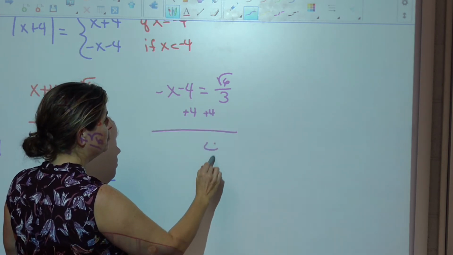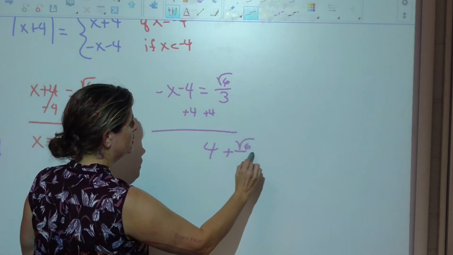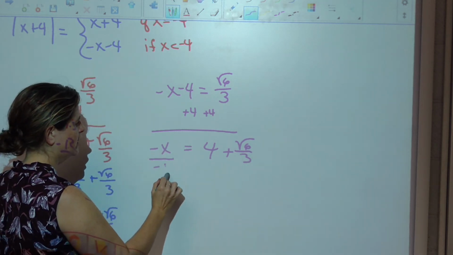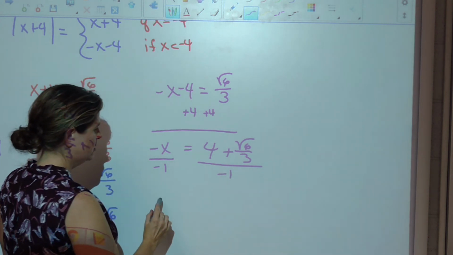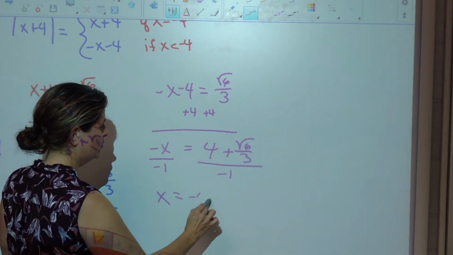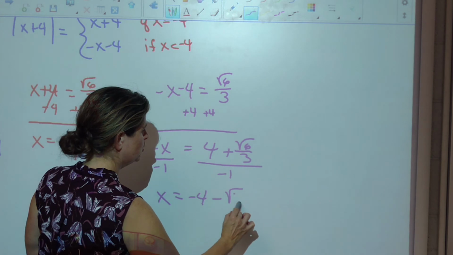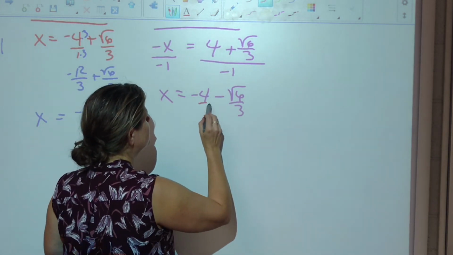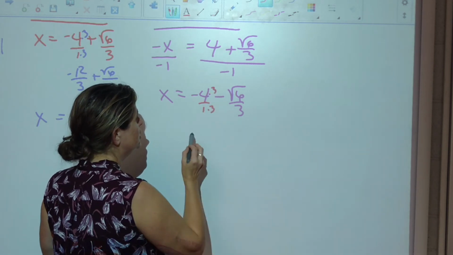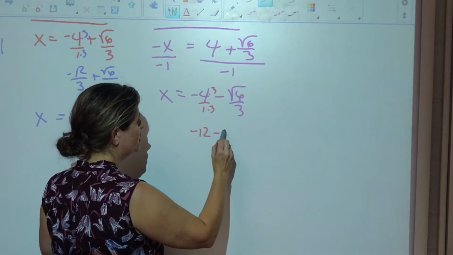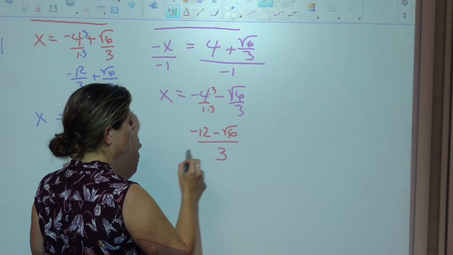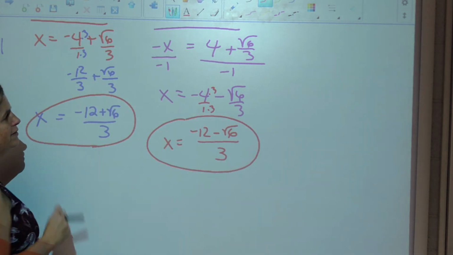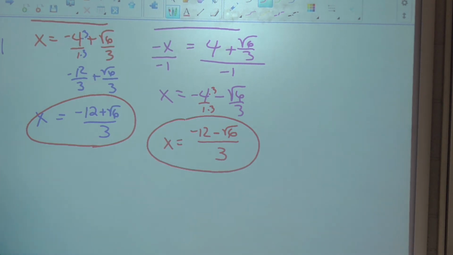So that will give me a positive 4 plus root 6 over 3. But that equals a -x, so I have to divide everything by a -1. That will wind up giving me a -4 minus root 6 over 3. Again, that common denominator times 3, so that's -12 minus root 6 all over 3. These two pieces would be very nice answers, right?